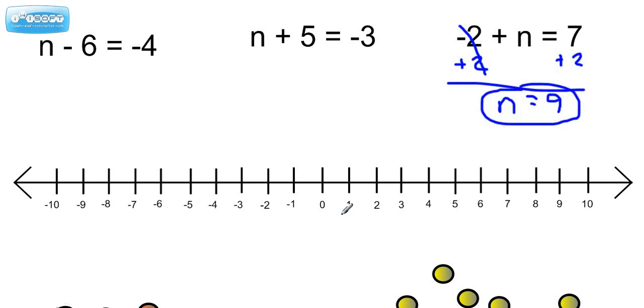All right, I hope you found this helpful for figuring out how to solve integer equations.